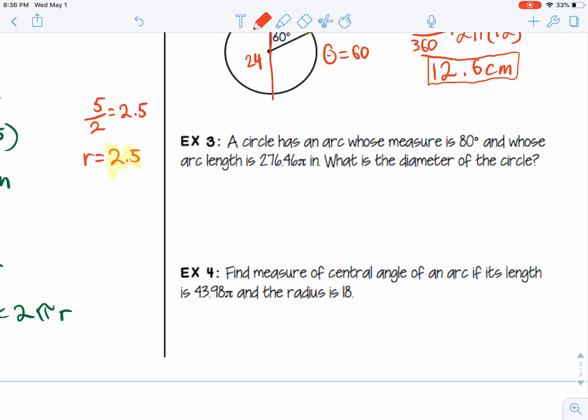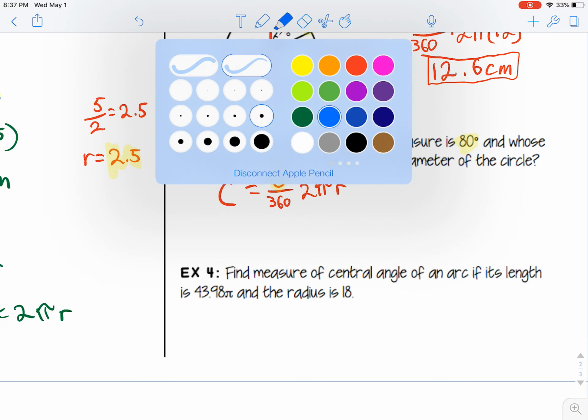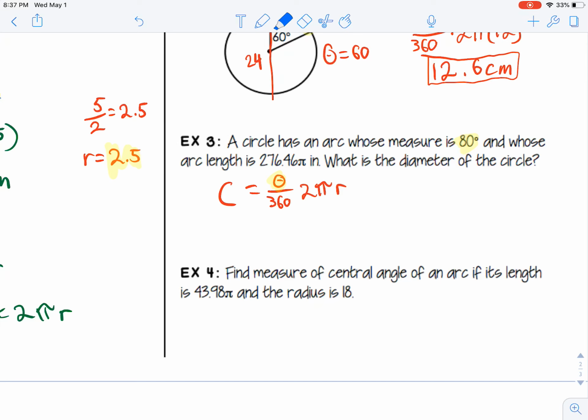Okay, so for our arc length, I'm going to have C represent our arc length equals, I'm going to just write our formula out. Theta over 360 times 2 pi r. And let's look at the information they give us. Alright, they give us this 80 degrees. Well, that's going to go for my theta right here. Okay. Next, they give me an arc length of this.